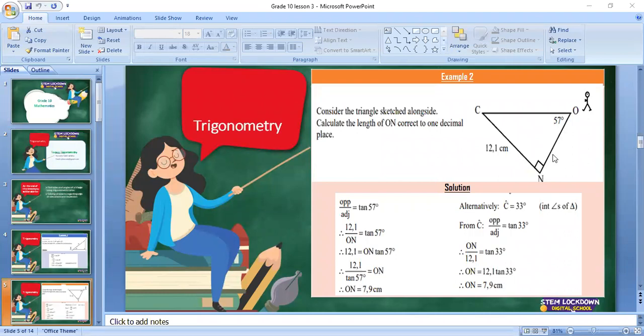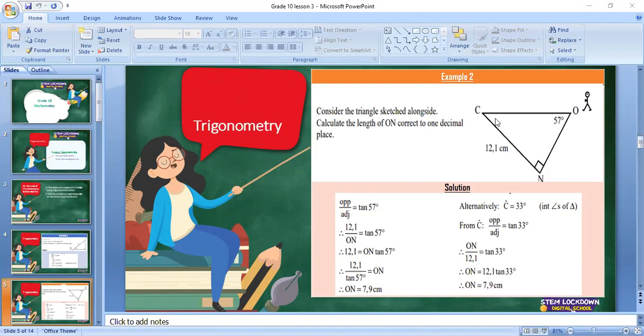So if you don't want to use 57, you can choose to use angle C. Now we are trying to see, if you are going to use angle C, how are we going to do it? So this is one method. If you use any method, you must always get the same answer. So now we are trying to use angle C. We say angle C must be 33 because these 3 angles must add up to 180. Okay, so angle C is 33. I'm sure you get that.